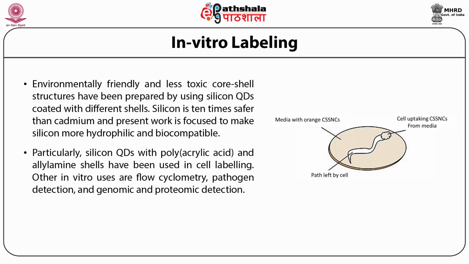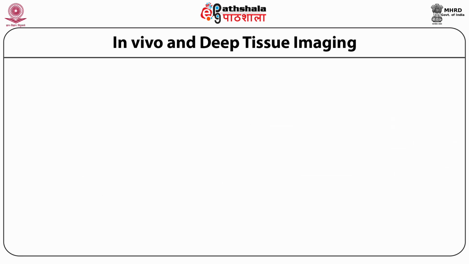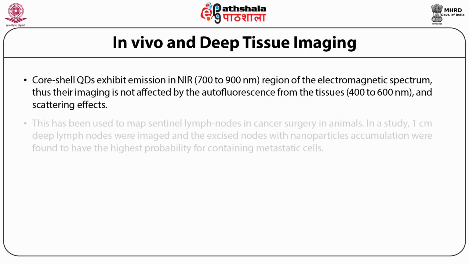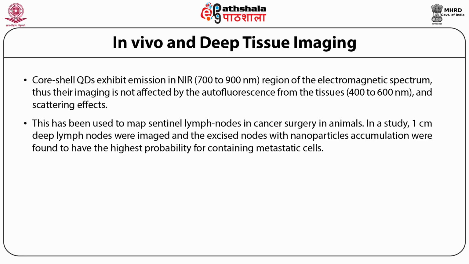Other in vitro uses are flow cytometry, pathogen detection, and genomic and proteomic detection. We will next study the in vivo and deep tissue imaging. Core shell quantum dots exhibit emission in NIR, that is 700 to 900 nanometer region of the electromagnetic spectrum. Thus, the imaging is not affected by the autofluorescence from the tissues, which is 400 to 600 nanometer, and scattering effects. This has been used to map sentinel lymph nodes in cancer surgery in animals.